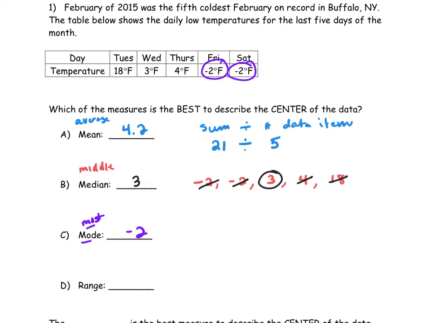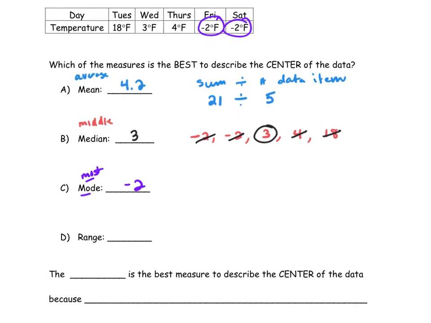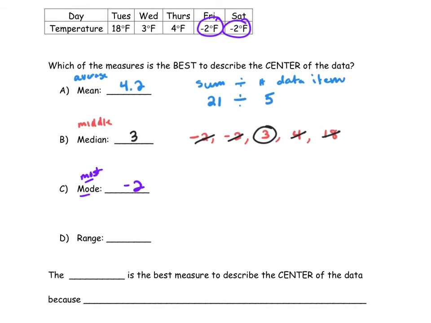And finally, the range. Well, we find the range by taking the highest number minus the lowest number. So another way to think about range is the word difference. What's the difference between the highest and lowest? So the highest number is 18, and we're going to take away the lowest number, which is -2.